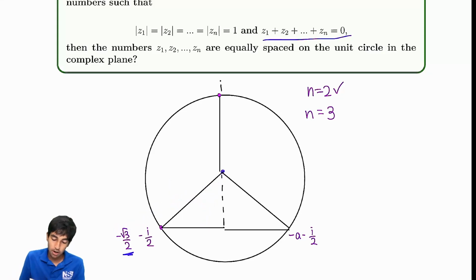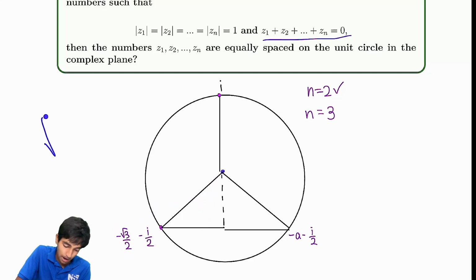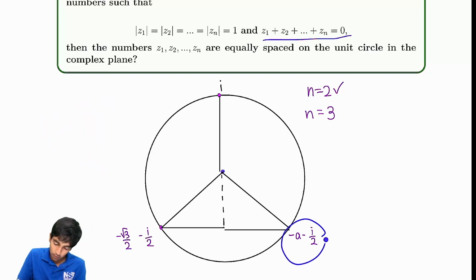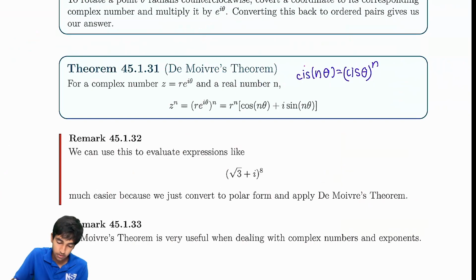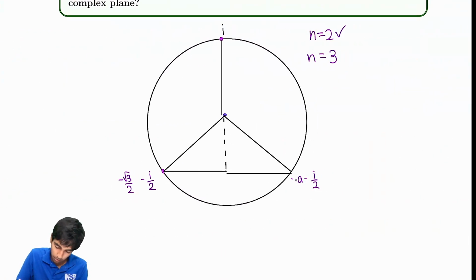This must be the real part. And you can just do this by doing the Pythagorean theorem. 1 minus 1/2 squared, which is root 3 over 2. Similarly, over here, we get the exact same thing. We have a squared plus 1/2 squared equals 1. So a squared is 3/4. A is either root 3 over 2 or minus root 3 over 2. So it's going to have to be root 3 over 2 because in our diagram, we see it has a positive real part.